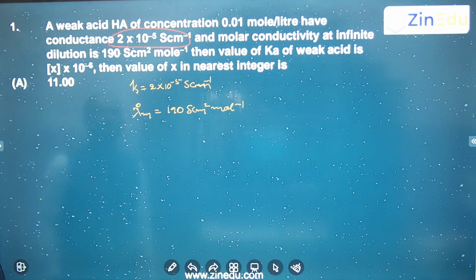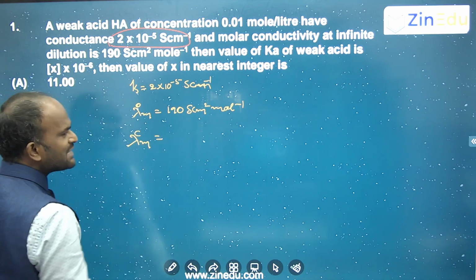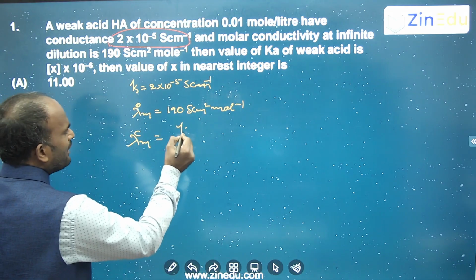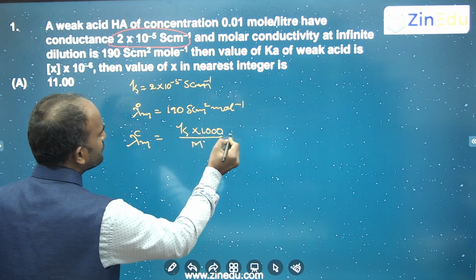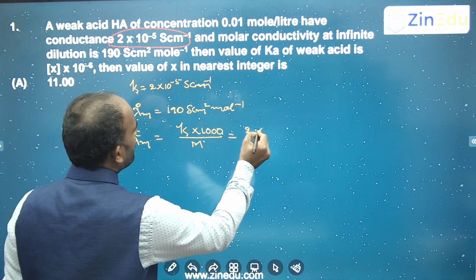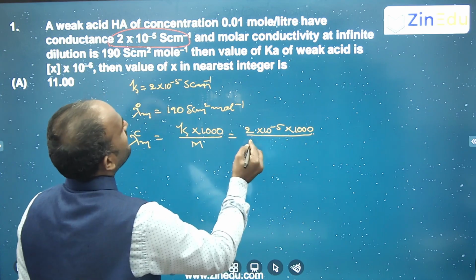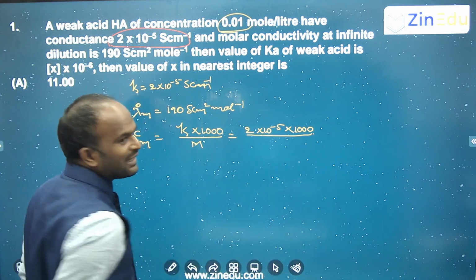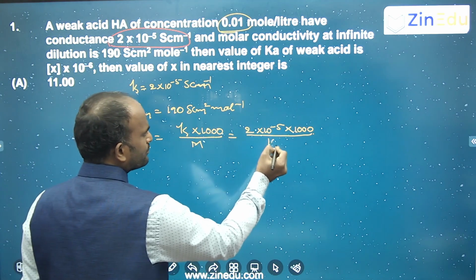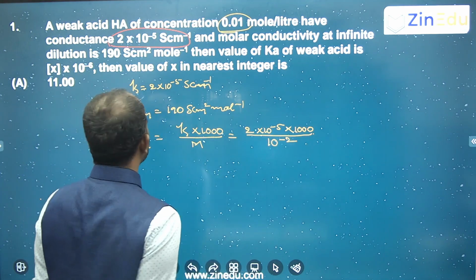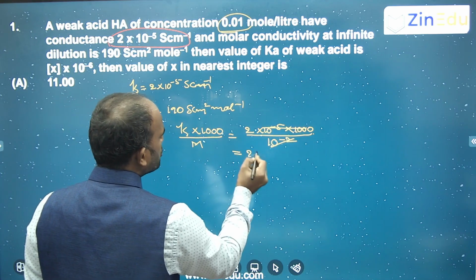Then the value of Ka. So here what we have to calculate is lambda m. Lambda m is equal to kappa into 1000 divided by molarity. Kappa value is 2 into 10 power minus 5 into 1000 divided by molarity. This is 0.01 mole per liter, which is nothing but 10 power minus 2 molar. So here this is 10 power minus 3 minus 2. It gets cancelled. That is equal to 2.